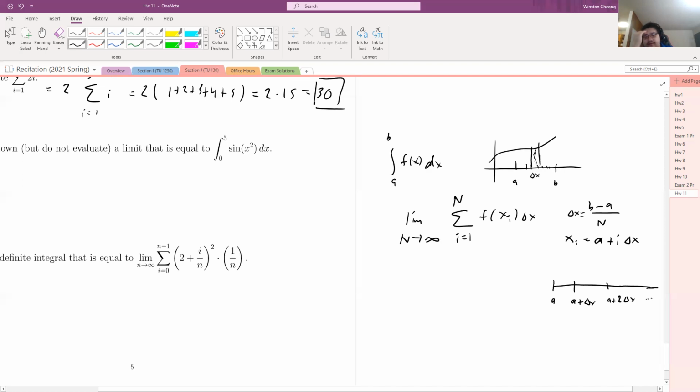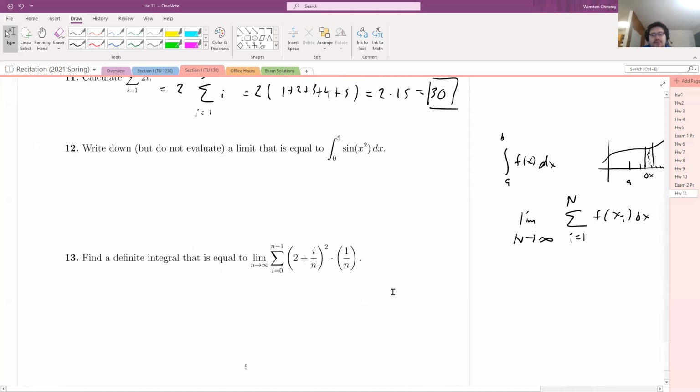In this format, with i going from 1 to n, the first term we get is going to be a plus delta x, which is this. So this is technically the right endpoint approximation. But because you let n go to infinity, both of those approximations should converge down to the area of the integral. If you wanted the left endpoint, you would say i goes from 0 to n minus 1.